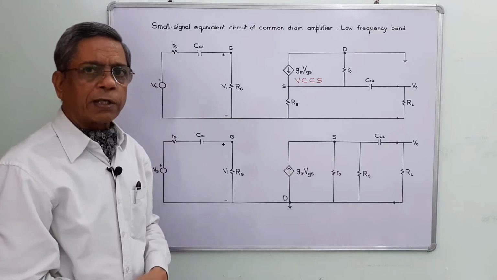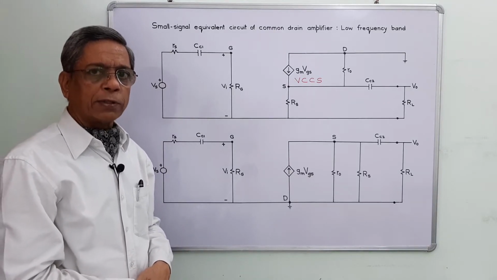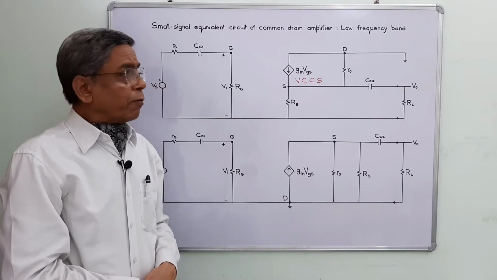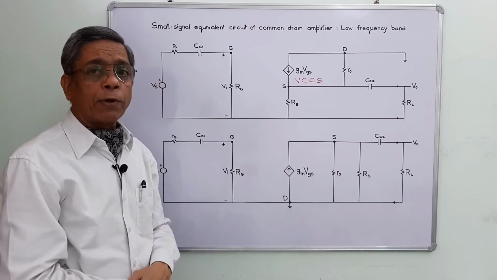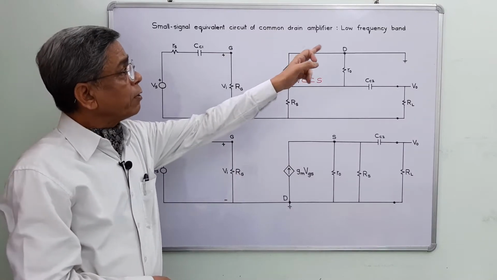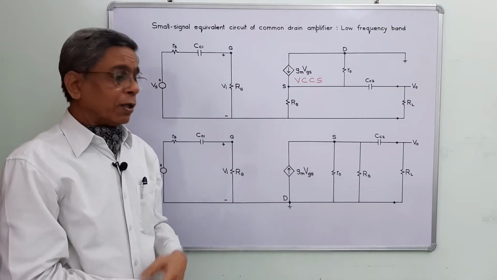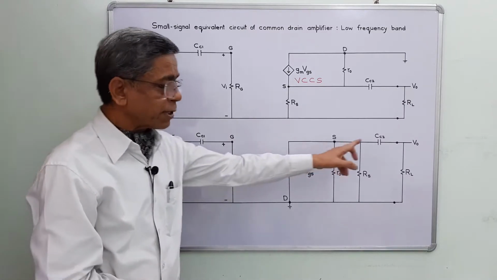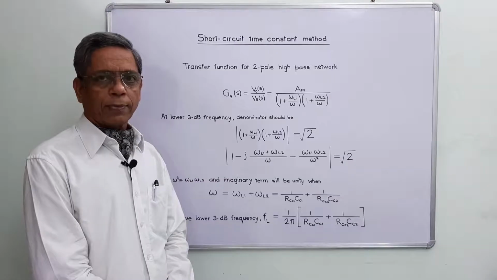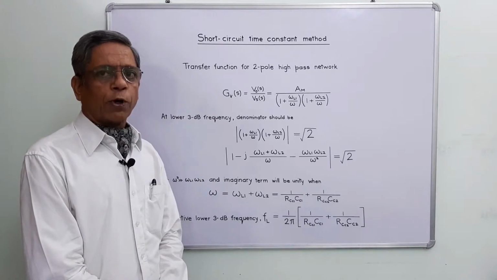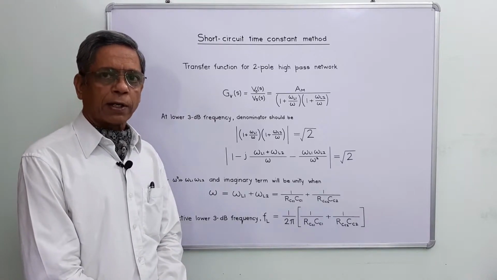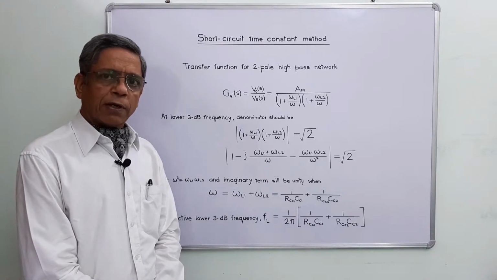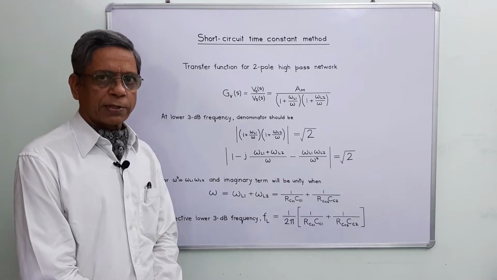On the next page, I'll explain one method known as the short circuit time constant method for the determination of one effective lower 3 dB frequency for the common drain amplifier working at low frequency band. On the next pages, I'll also explain the effect of these two capacitors separately. For the determination of pole frequencies, we can also use S-domain analysis, which becomes tedious with the number of capacitors involved.